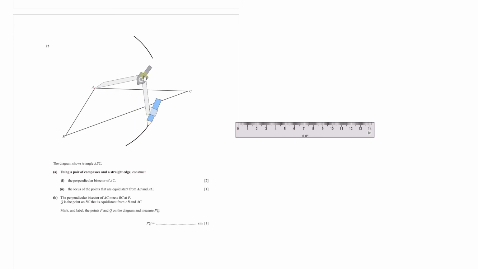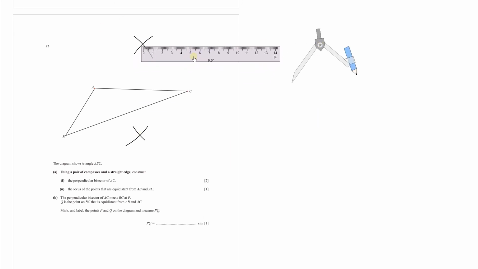And then without changing the length of the compass, place it on the other edge, which is this edge C here, and then draw the 2 arcs again. So this here and the other one on the top. Now if I join these two lines, these 2 points, I will get my perpendicular bisector.